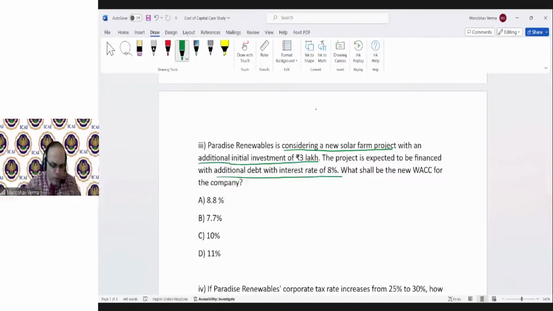So in this case, I think some of you were asking me about what about the different capital mix. Now, in this case, the question is clearly telling you that we are talking about additional 3 lakhs, but we are talking about the entire amount coming with the additional debt of 8%. What shall be the new WACC for the company? Mind you, I can just give you a hint here.